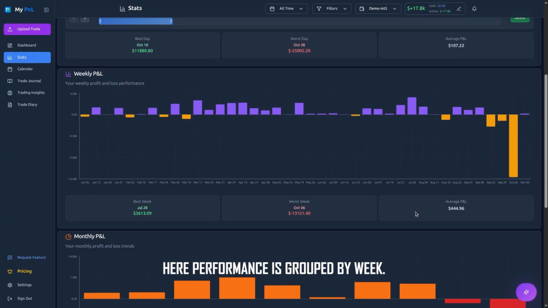Here performance is grouped by week. Great for spotting bigger trends. You can see which week you traded most efficiently and which ones dipped. It's an awesome way to measure progress if you like reviewing your results every weekend.